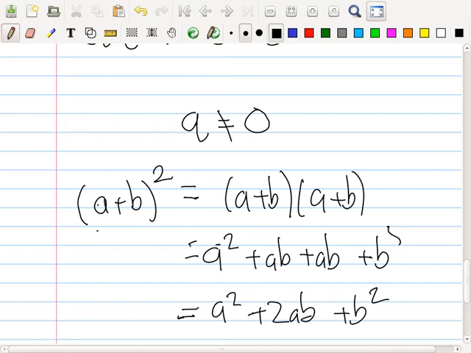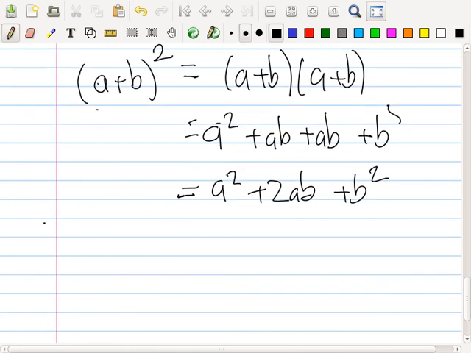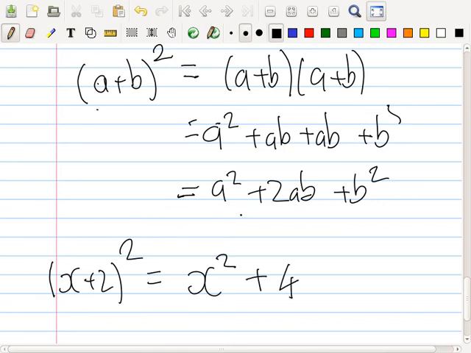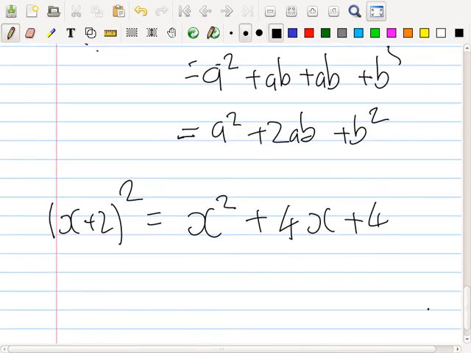In fact, you can just jump straight to the answer. You'll notice that the answer is the first one squared plus twice the first by the second plus the second one squared. It's always going to be this. So for example, if I had x plus 2 squared, what would that be? x squared plus 4x plus 4. Now this looks like a quadratic, and in fact, for all your quadratics, you can write it back into something like this. And this is called completing the square. I'll give you an example.